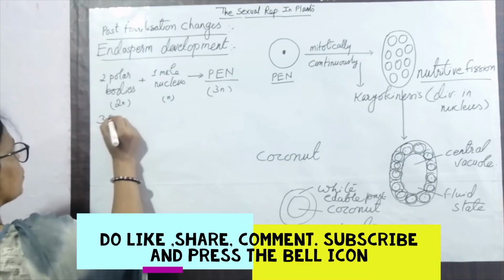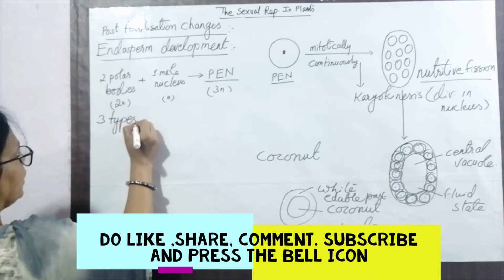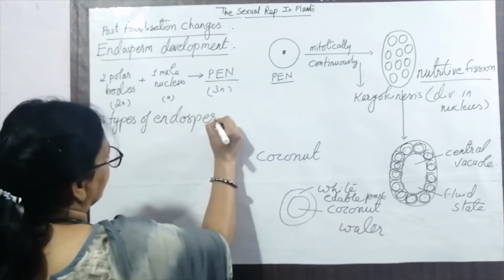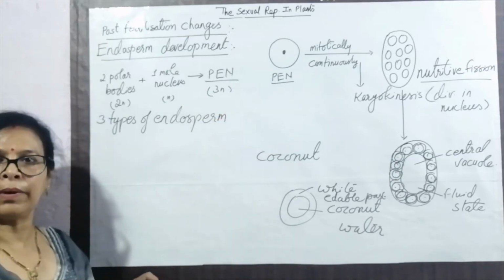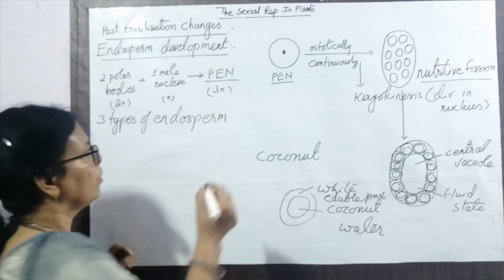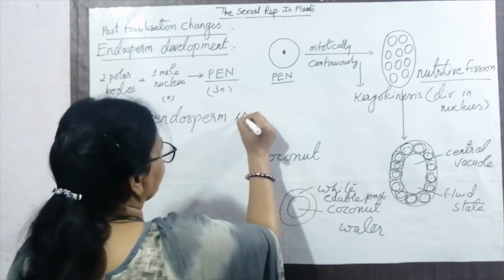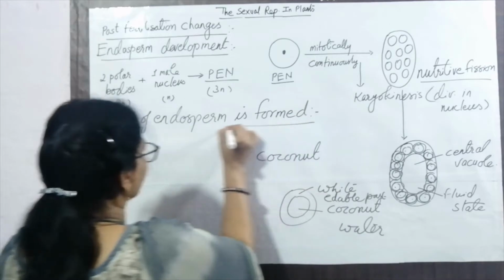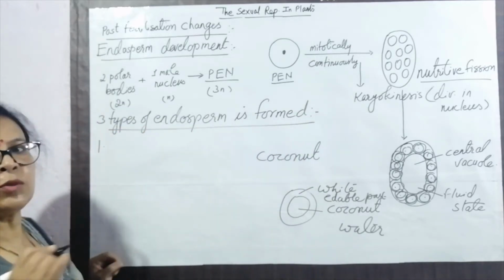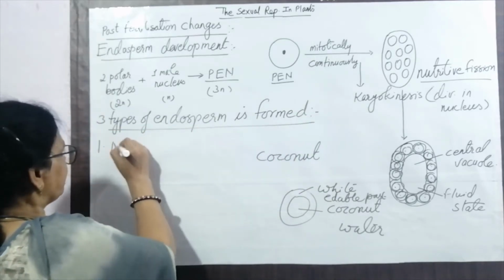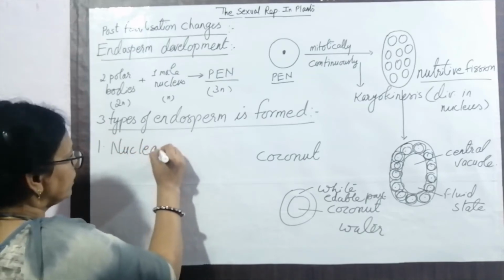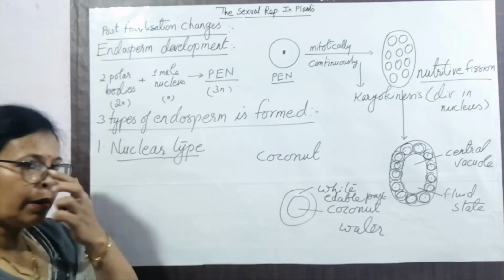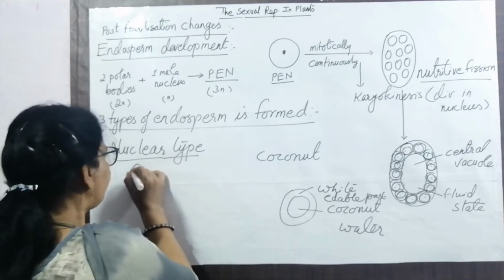So there are three types of endosperm, formed from the primary endosperm nucleus. The first type of endosperm is called the nuclear type. Now it is very clear what happens in the nuclear type. That is also called free nuclear.